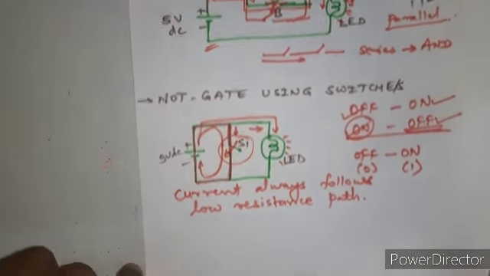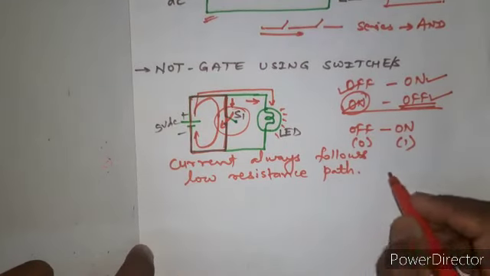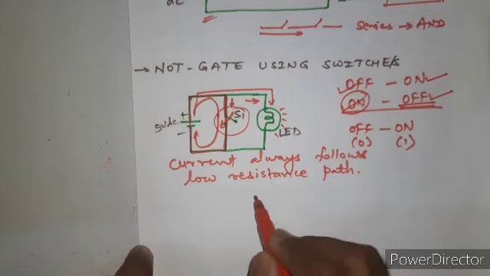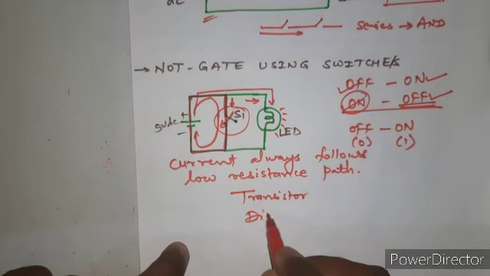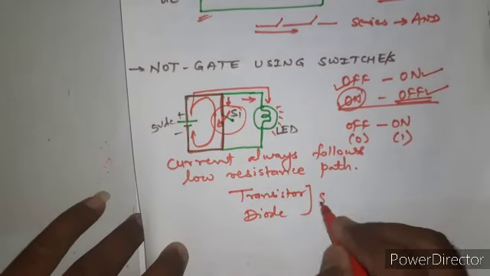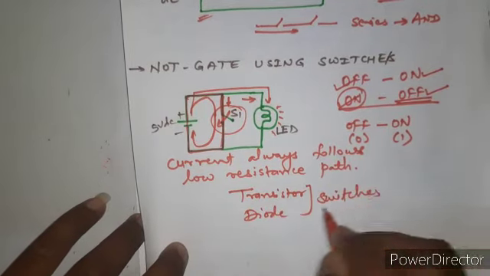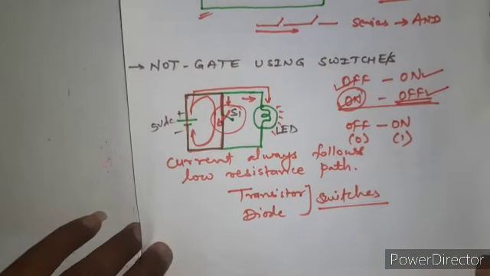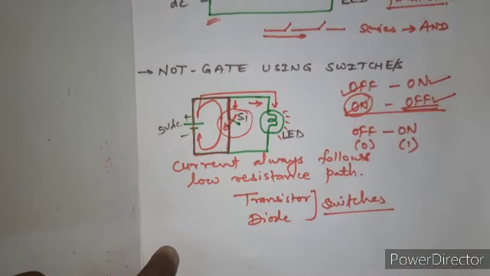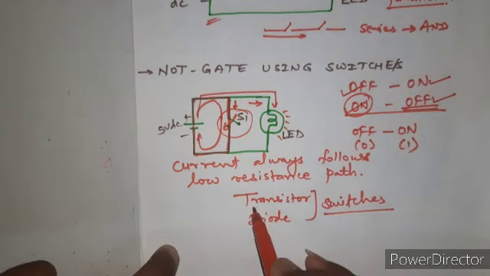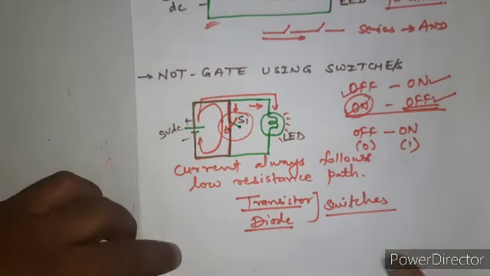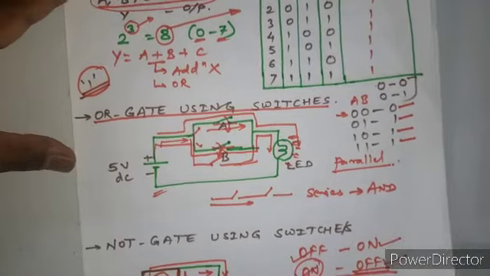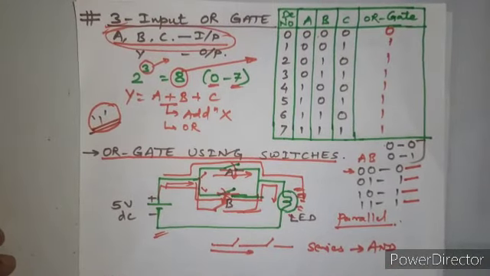Now once we have understood this, we can now go for transistor, because transistor and diode can be operated as switches. So in the upcoming lectures I will try to explain these gates with help of transistor and diode, right? I hope that these answers are clear for you.